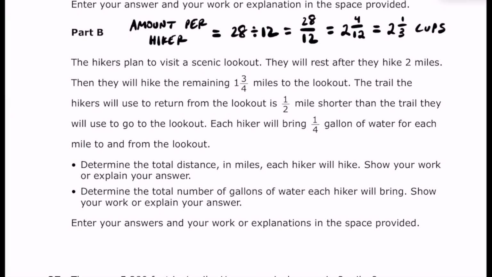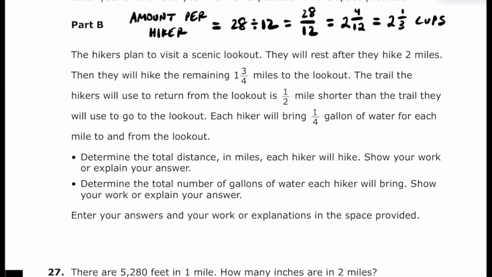All right, let's check out part B. It says the hikers plan to visit a scenic lookout. They will rest after they hike 2 miles. Then they will hike the remaining 1 3/4 miles to the lookout. The trail that the hikers will use to return from the lookout is half a mile shorter than the trail that they will use to go to the lookout. Each hiker will bring 1/4 gallon of water for each mile to and from the lookout.